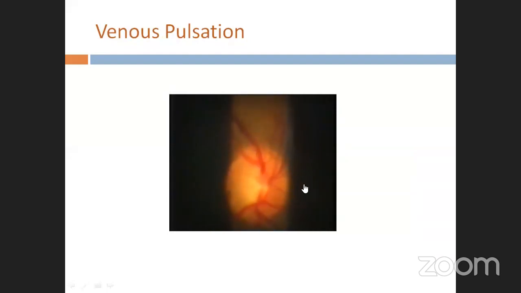If you see venous pulsation in the swollen disc, so it's not papilledema. So these are the features of optic disc swelling.